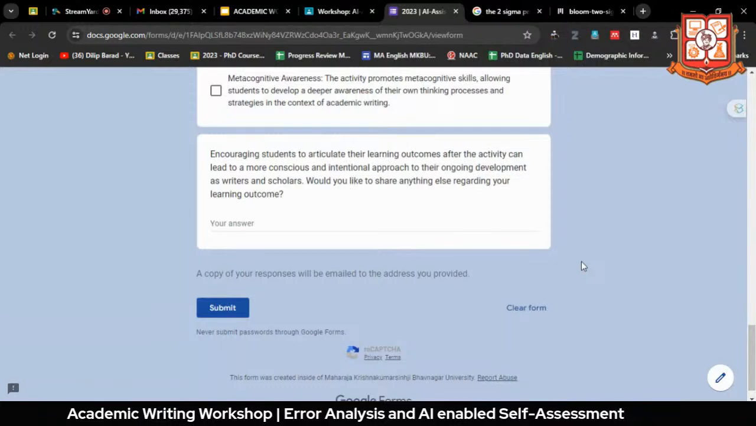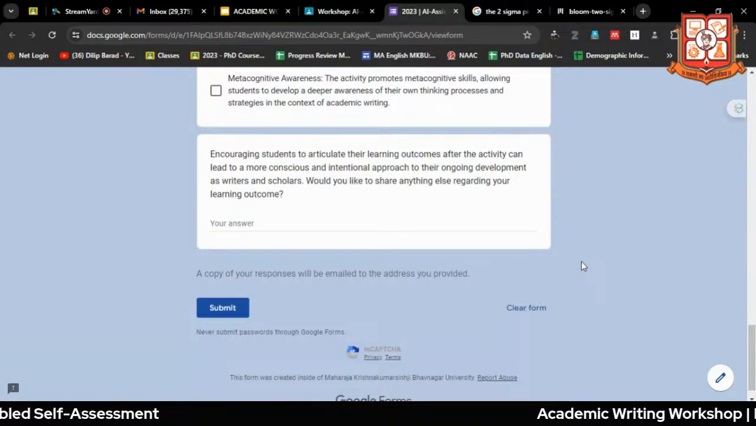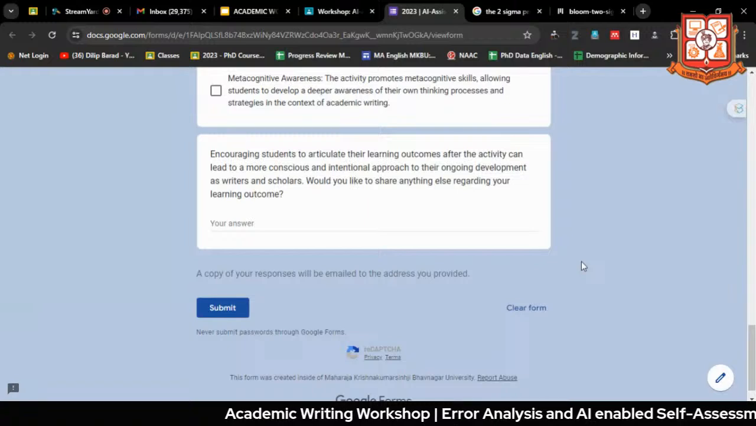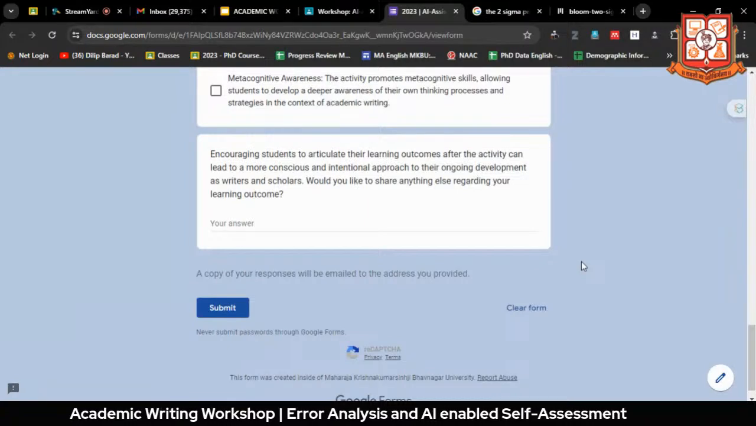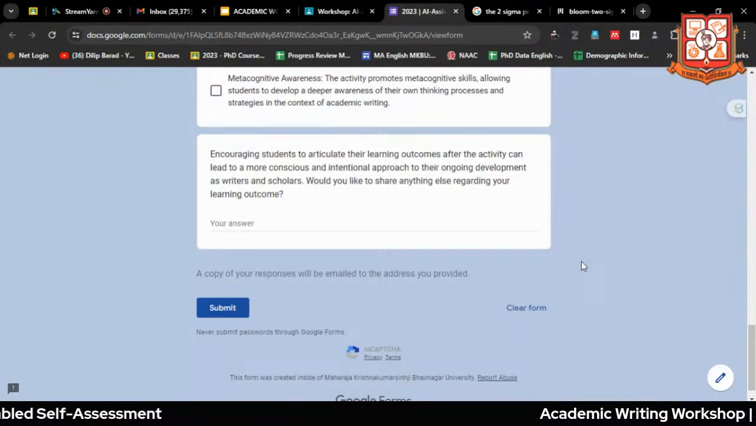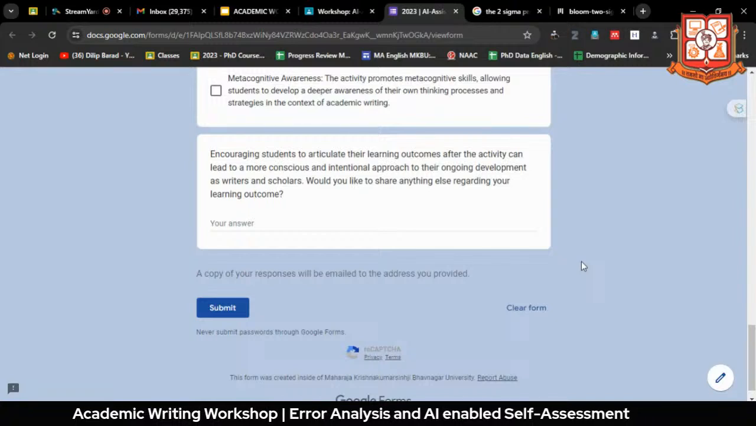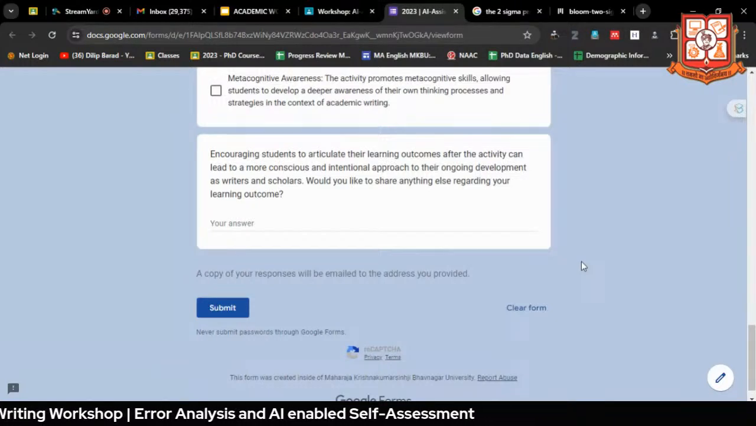This is generally observed that if you allow students to work on their own writing and then think of what the learning outcome is, it can improve them as a writer and as a scholar also. Would you like to share anything else regarding your learning outcome? Apart from all this, any other thing, you can type it here. Make it a habit that whenever an optional question is given, you answer that also. Normally we say, what is insisted, let me answer that only. If it is optional, I don't have anything to say. Come out from that habit.